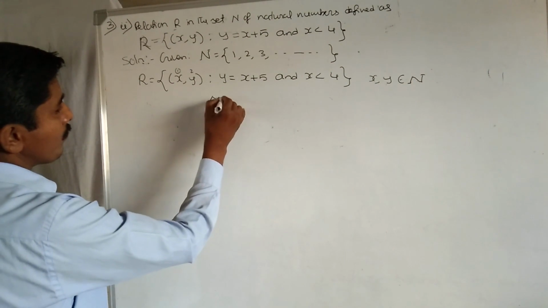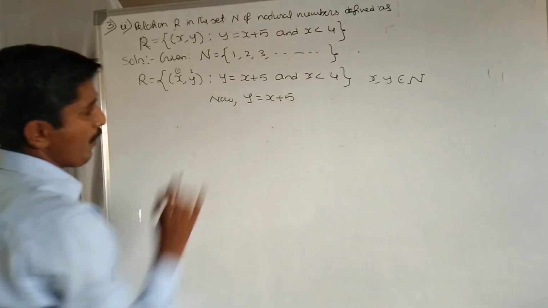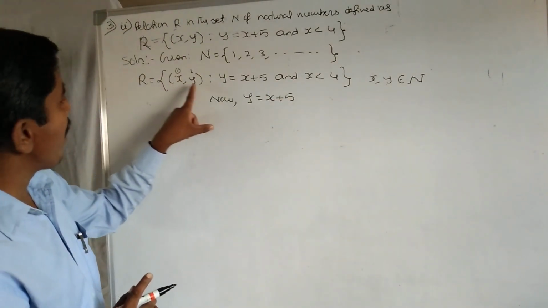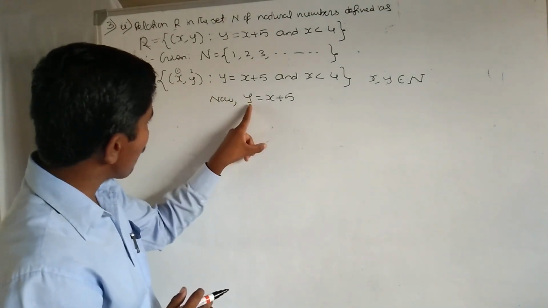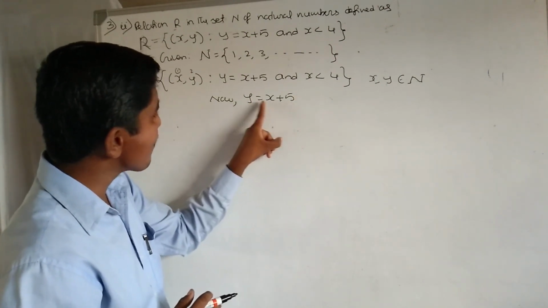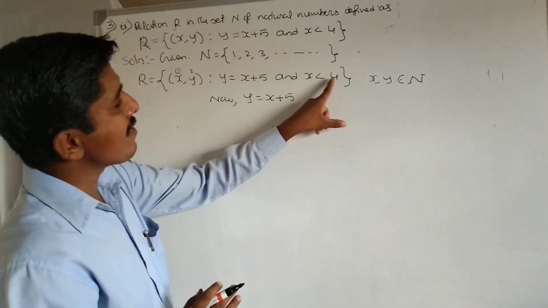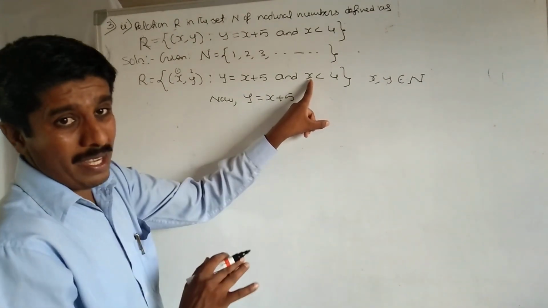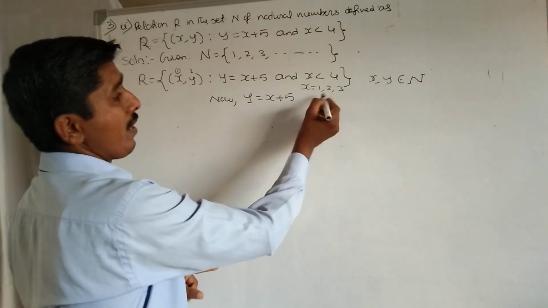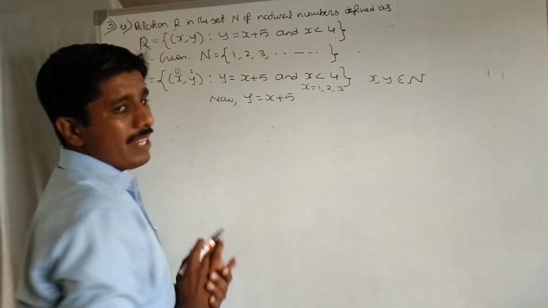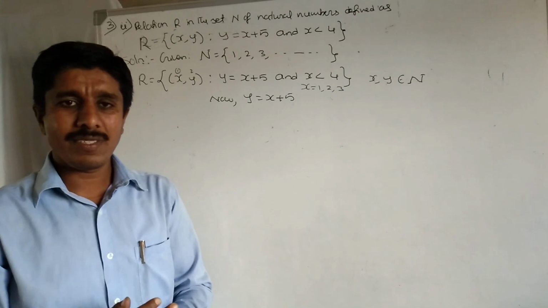Now I am taking the relation between x and y as y equal to x plus 5. Mind it, x is the first element of the ordered pair, y is the second element. y equal to x plus 5 means y is greater than x by 5. And x less than 4 means x is a natural number less than 4, not equal to 4, so x equal to 1, 2, 3, only 3 natural numbers. First we shall define the relation elements and next verify.